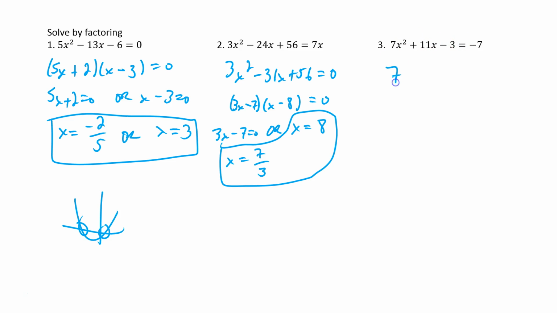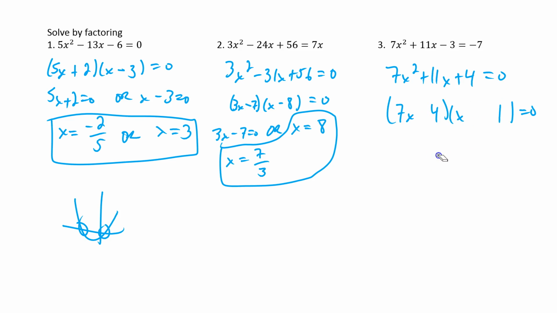So we got 7x squared plus 11x, and then minus 3 plus 7 is a plus 4 equals 0. 7x squared got to be 7x and x. 4 could be 2 and 2. Let's see if that works. We would have 14 and 2. Nope, that won't work. So it's got to be 4 and 1, or 1 and 4. The first one gives me a 7 and a 4. That makes 11. So that's our winner. So put in our 4 and our 1.